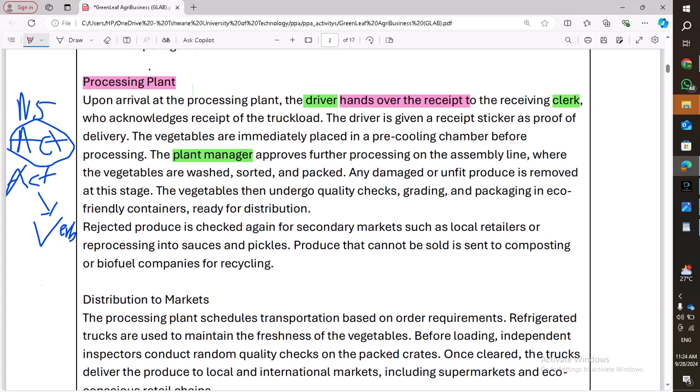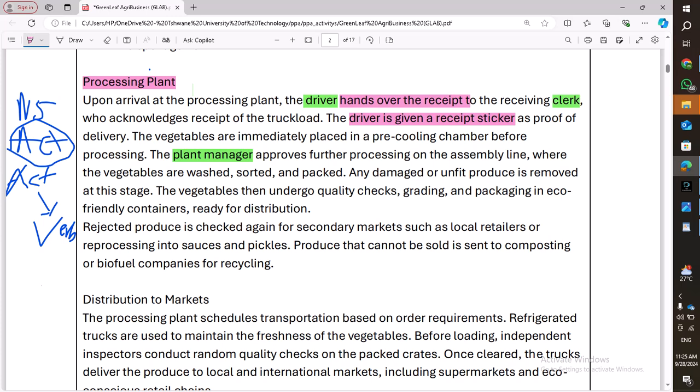And then the clerk receives the receipts, who acknowledges the receipts of the truck load. The driver gives them to the clerk. What does the clerk do? The clerk gives the driver a sticker to prove that the fruit is already delivered, and then the fruits are immediately placed in a pre-cooling chamber before they are processed. And then now we are going to the next task, which is the plant manager.